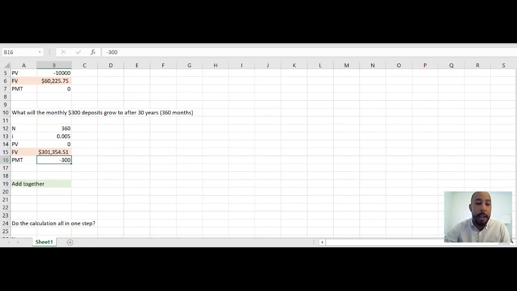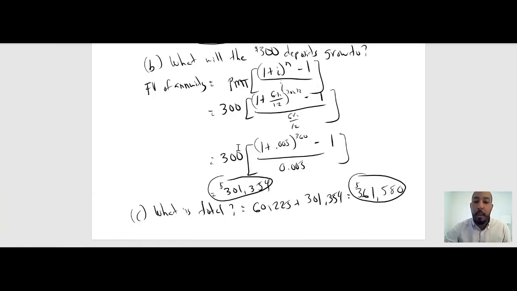And then to finalize it, we can just add them together. So our total is going to be this $60,225 that we have for Part A, plus the 301,354 that we have for Part B. And so our total is 361,580, just like we had when we did it by hand.